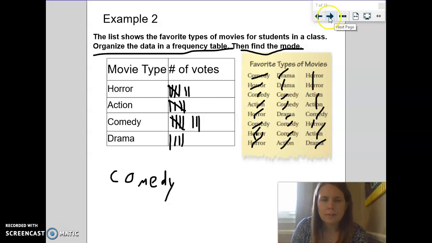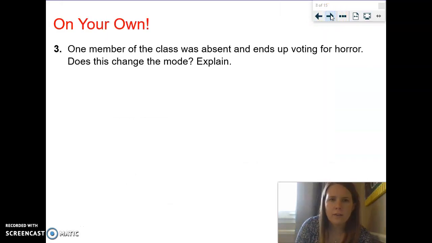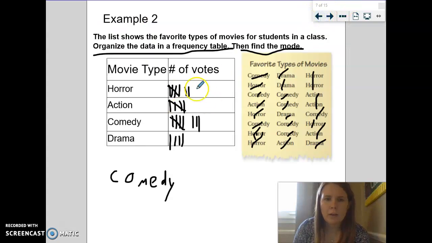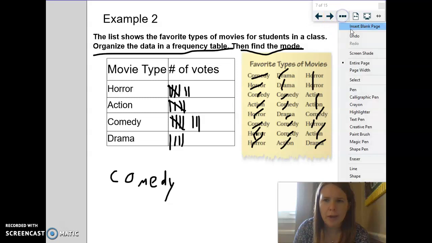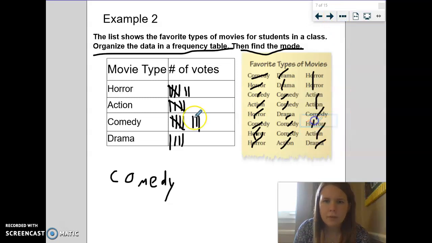All right, let's keep going. This one I'm going to kind of help you out with on your own. It says one member of the class was absent and ends up voting for horror. Does this change the mode, and explain? So go back and look. Okay, here's all our votes for horror. If we add in that new person, let's make them red. Okay, here's my new votes.